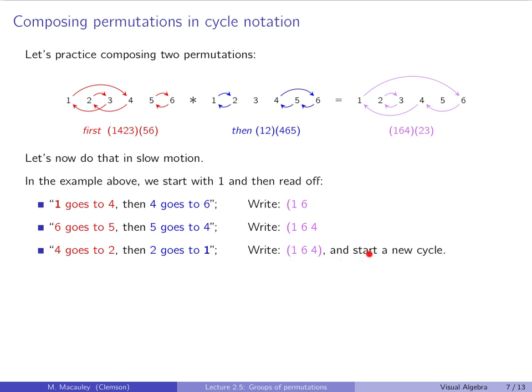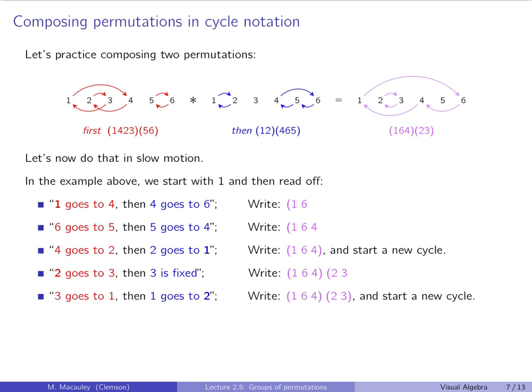And now we're going to start a new cycle. So what do we have left over? We have 2, 3, and 5. So we'll pick the smallest number, 2. 2 goes to 3. 3 is fixed because it doesn't appear here. So 2 goes to 3. We write that. And then we continue with 3. 3 goes to 1. Over here, 1 goes to 2. So 3, well, we've already written 2. So we just end the cycle. 3 goes back to 2.